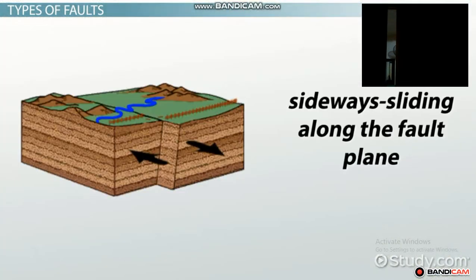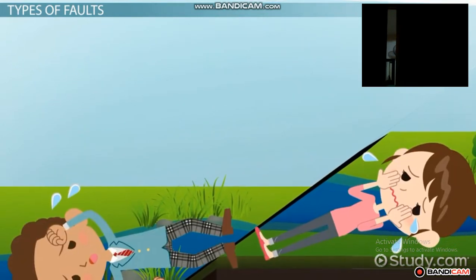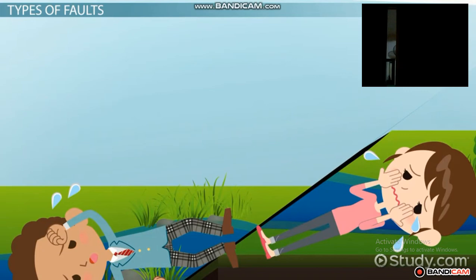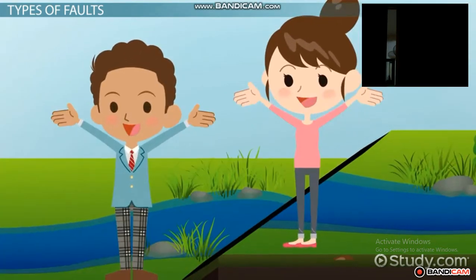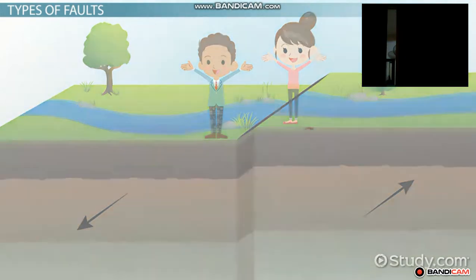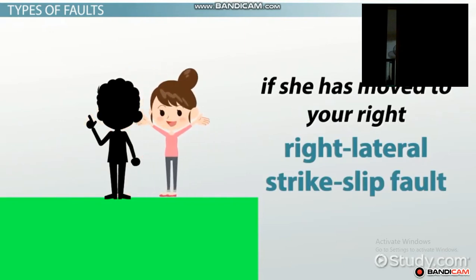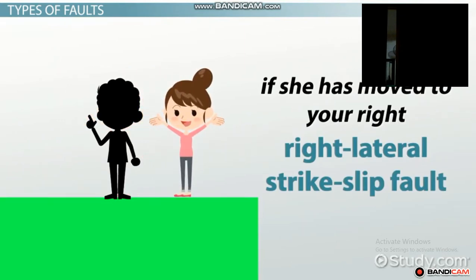Sideways sliding along the fault plane is referred to as strike slip. There are two types of strike slip faults. Imagine you're talking with a friend, facing each other directly across a strike slip fault when an earthquake happens. The rocks on either side slide sideways. After you both pick yourselves up off the ground, you see that each of you has shifted position relative to the other. If your friend appears to have moved to your left, the fault is called a left lateral strike slip fault. If she's moved to your right, it's a right lateral strike slip fault.